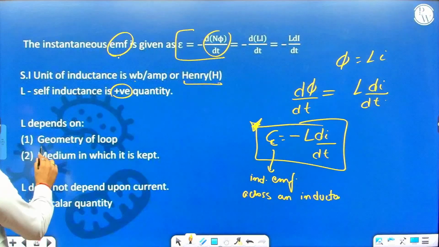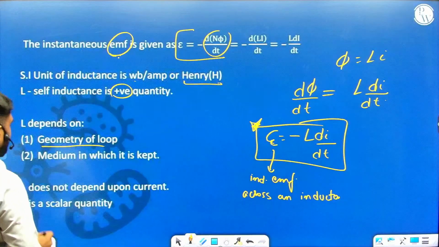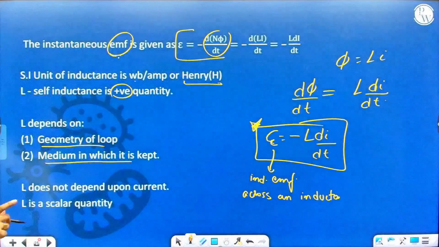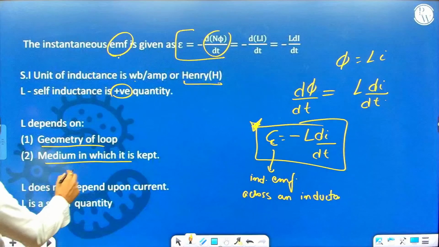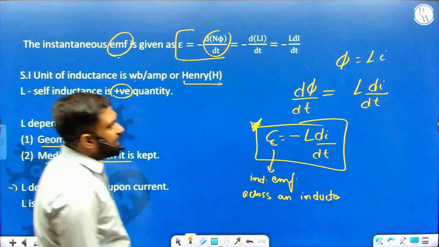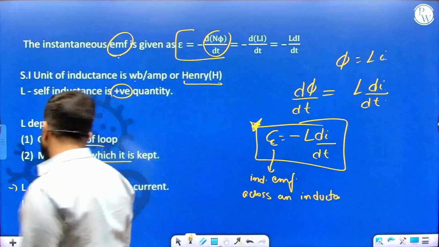L depends upon the geometry of the loop, number of turns, the shape and size, the area, cross section, and the medium in which it is kept, because mu naught is there for the vacuum. For any other medium, mu r will be there. Now on what factors does L not depend? It does not depend upon current. L does not change if the current changes. The flux will change, L does not change.